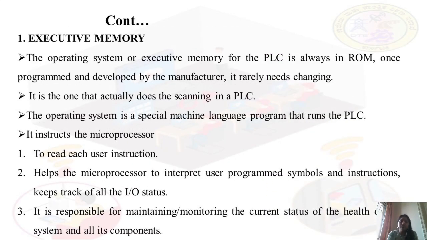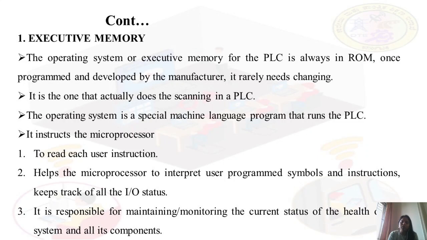The first one is executive memory. Executive memory is also called the operating system memory for the PLC. It should always be ROM, that is read-only memory. ROM is a permanent memory. We cannot make any changes in the ROM. Understood? It is the one that actually does the scanning in the PLC.